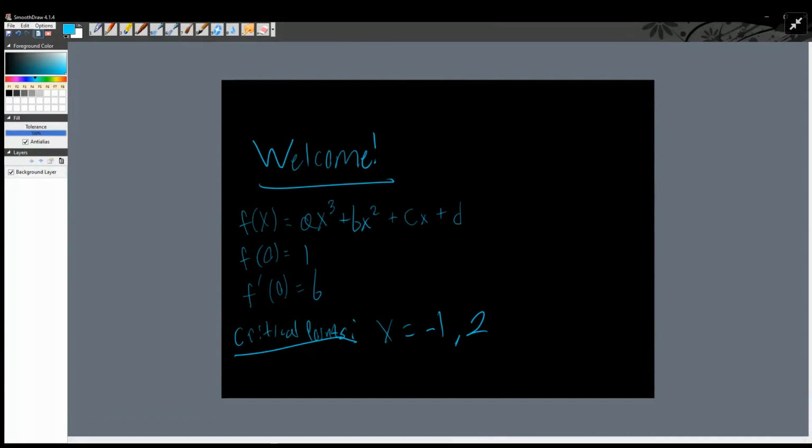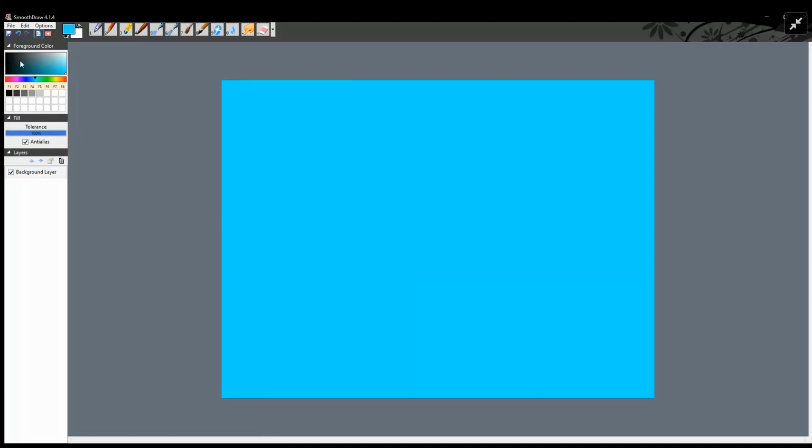Hi, so we're going to be answering a question of how to solve for A, B, C, and D, given this information right here: f(0) equals 1, f prime of 0 equals 6, and our critical points being x equals -1 and x equals 2. All right, let's begin.